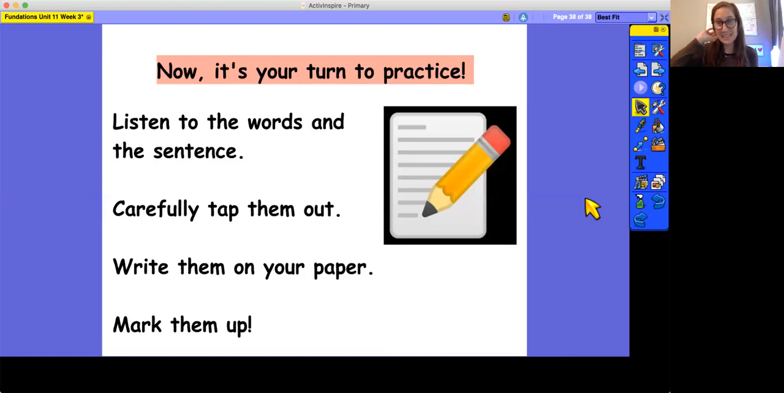Today is our last lesson for Unit 11. So we're actually going to have 5 words and 2 sentences. So it's a little bit more than we're used to because usually we only do 1 sentence for our practice. But since it's our last day on Unit 11, we're going to do 2 sentences. That's a little bit of a challenge.